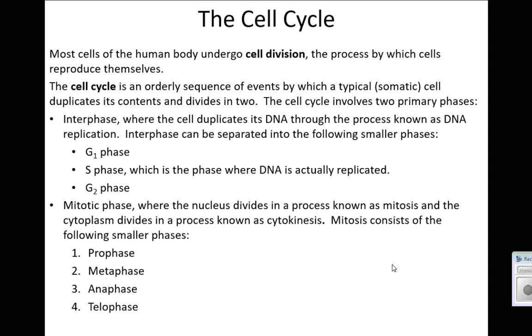Cell division is something that most of our cells go through. Cell division is just the process in which cells reproduce themselves, going from 1 to 2, 2 to 4, on and on. Cell division takes place as part of our cell cycle, which is an orderly sequence of events by which a typical or somatic cell duplicates its contents and divides in two. Somatic just means it's non-reproductive, so it's not an egg or sperm. The two primary phases of the cell cycle are interphase and mitosis, or mitotic phase.